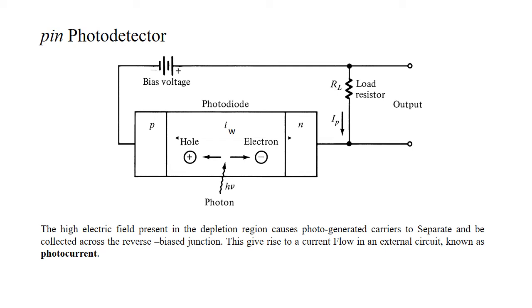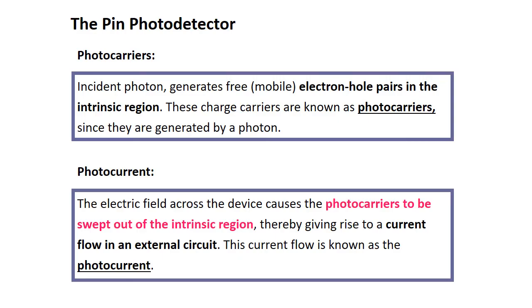Here the high electric field present in the depletion region causes the photogenerated carriers to separate and be collected across the reverse bias junction. This gives rise to current flow in an external circuit. This current flow is known as the photocurrent. One electron flows in the external circuit for every carrier pair generated.